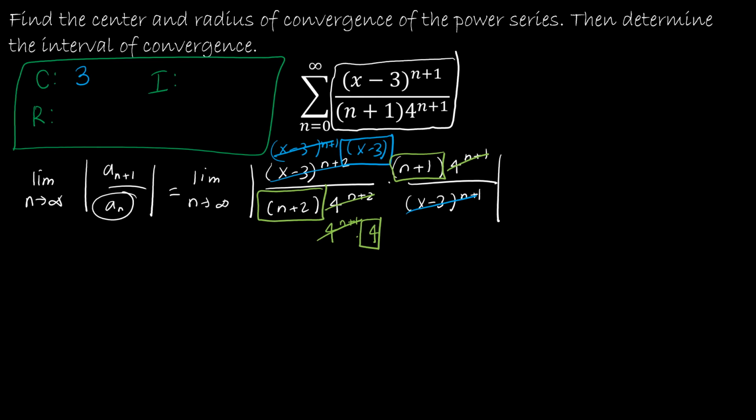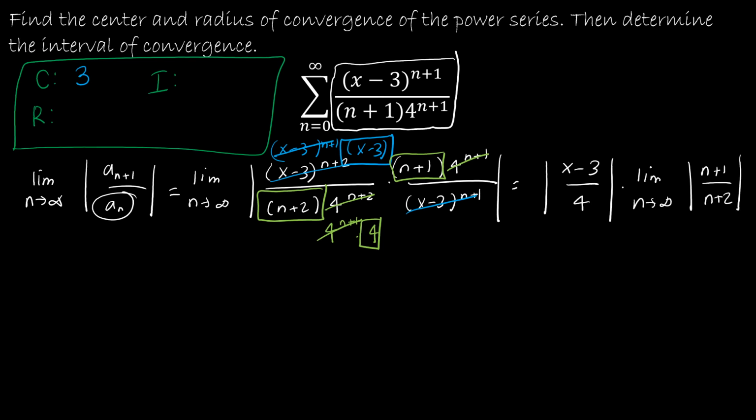Now what I'm going to do is separate out the values that are dependent on n and those that are not. So what's not dependent on n? Well, I have x minus 3 in my numerator and I have 4 in my denominator, neither of which have anything to do with n. And now I'm going to say that is multiplied by the limit as n approaches infinity of everything that is dependent on n, which is n plus 1 over n plus 2.